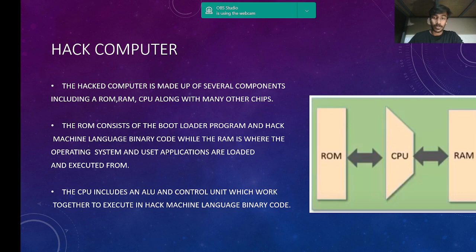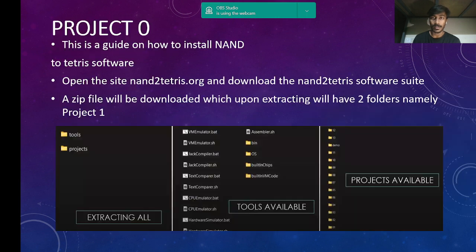The ROM consists of the bootloader program and Hack machine binary code, while the RAM is where the operating system and user applications are loaded. The CPU includes a control unit and an arithmetic logic unit, which work together in a Hack machine. Here, the ROM and the CPU are virtually connected, and the CPU and RAM are virtually connected, for the indirect connection of ROM and RAM.